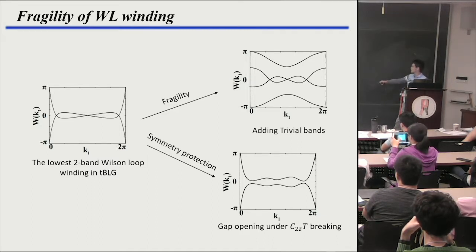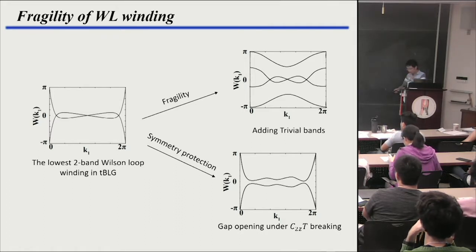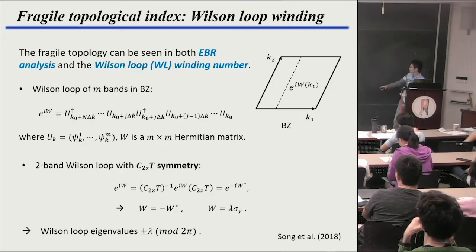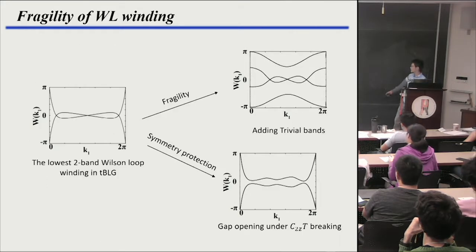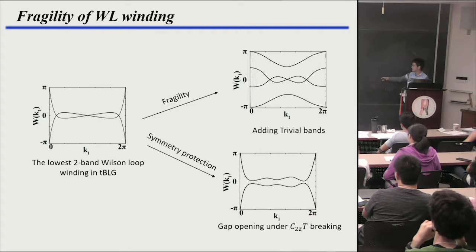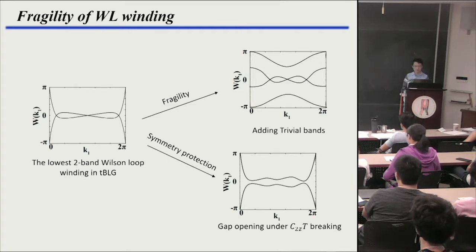And also, let's look at the symmetry protection. If you break C2T symmetry, this Wilson loop operator will no longer be of the form lambda sigma y. So you can have some other matrices like sigma z or sigma x, and that will gap out these crossings. So what you get is, again, no winding. So this basically shows this is a symmetry-protected and also a fragile topology.